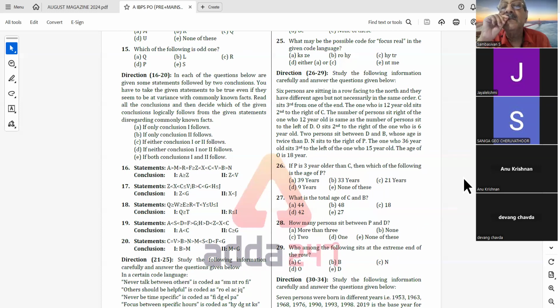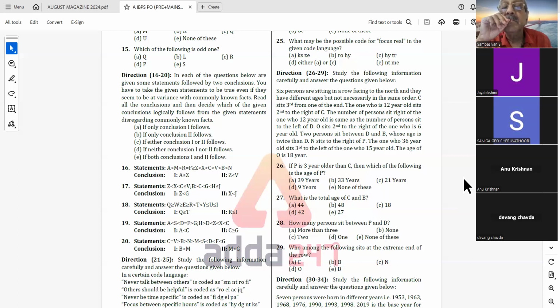Six persons, study the following information carefully and answer the questions given below. Six persons are sitting in a row facing the north, and they have different ages, but not necessarily in the same order. C sits third from one of the ends. The one who is 12 years old sits second to the right of C. The number of persons sitting to the right of the one who is 12 years old is the same as the number of persons sitting to the left of D.